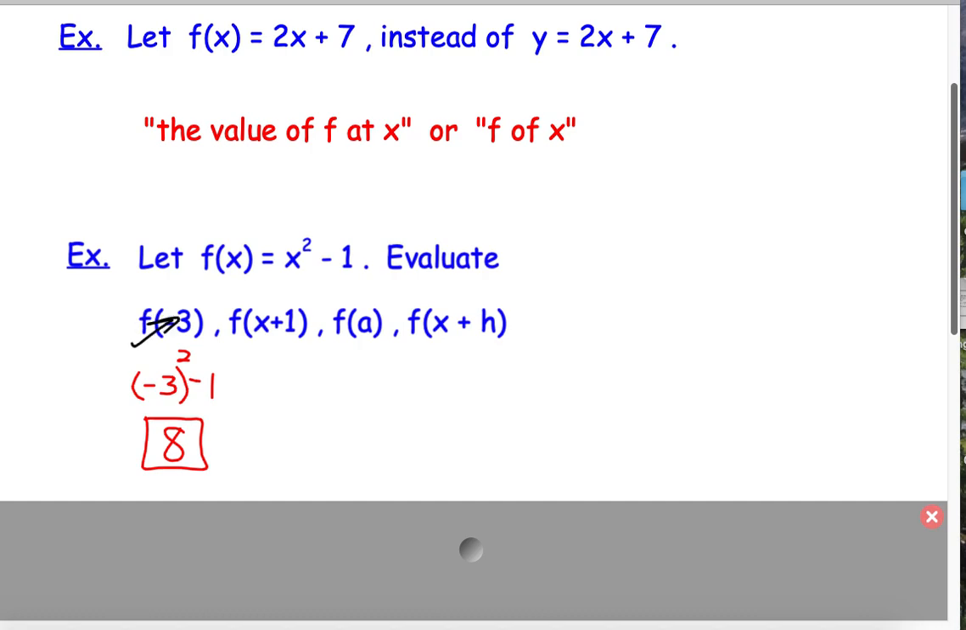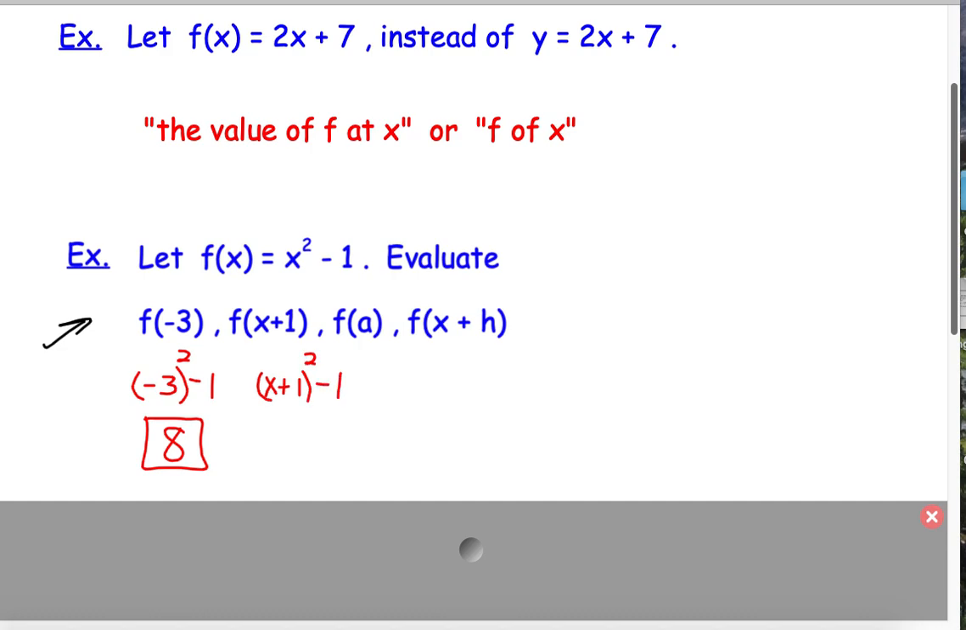How about the next one? f of x plus 1. Now remember, this says the function takes whatever you inputted and squares that input. So if my input is x plus 1, I'm going to square the x plus 1 and then subtract 1. So I'm going to take the input, which in this case happens to be x plus 1, square it, and then subtract 1.